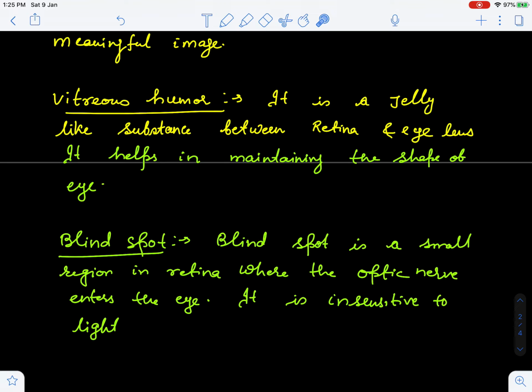So this completes all the things about light which are important in physics. Then we will see the defects of the eye, myopia, hypermetropia, astigmatism and presbyopia, in the next coming lecture.